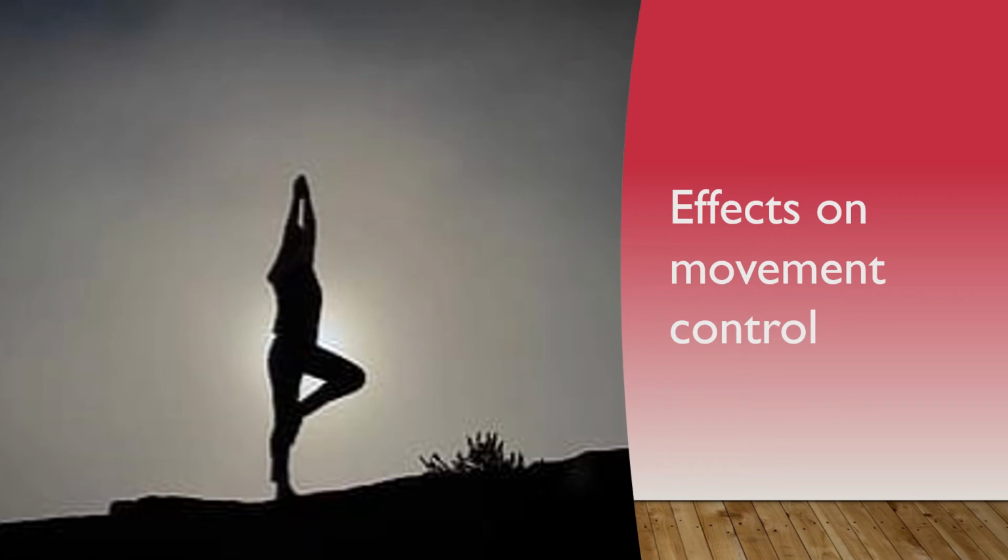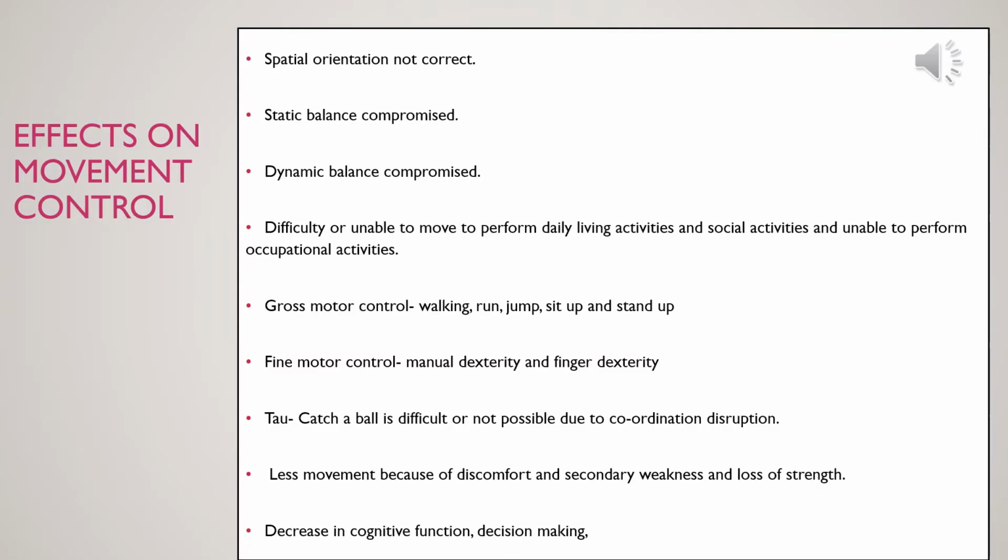Effects on movement control include spatial orientation, where you don't know where you are in space. It affects your static balance, which is standing still and upright. Your dynamic balance is compromised when you're walking. You may move to one side or may even fall down.